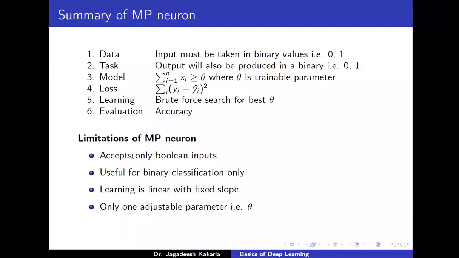Is it clear? Because in a cricket match, whether it is a 6 or out, it can be either 0 or 1. But 2, 3, 4 runs, 5 runs, 6 runs are there. Am I right? So that will come under multiclass classification, but binary classification, like 6 or not, out or not out, that only we can do using the MP neuron. And here the learning is linear with a fixed slope, and the only adjustable parameter is the theta. So these are the limitations of the MP neuron.